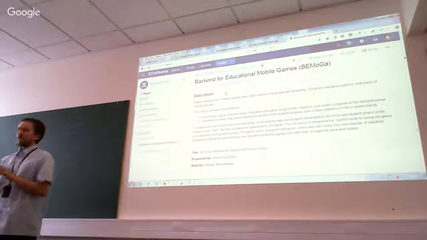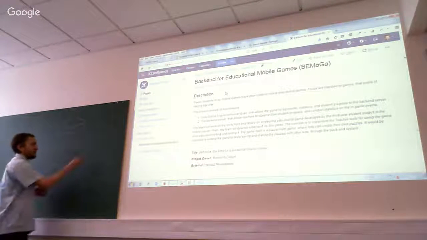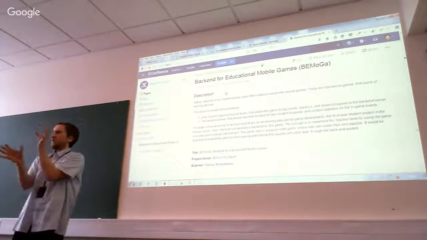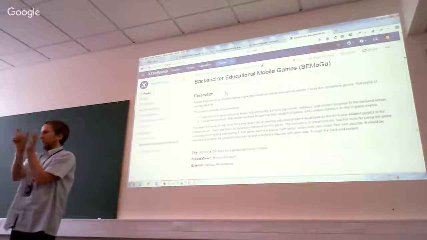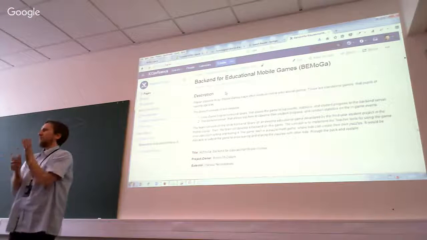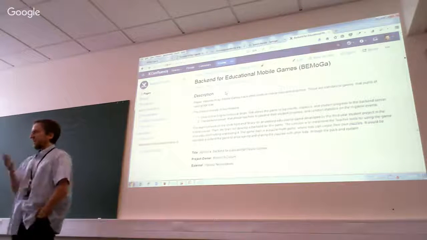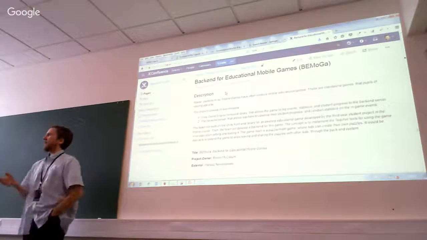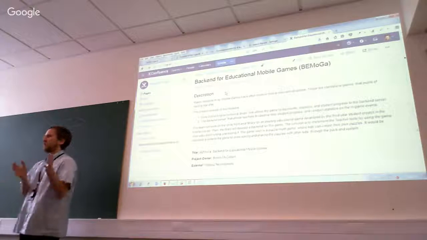So it's like a puzzle game where you have to arrange certain things in a certain order to solve a mathematical formula. And the game is already done, but it doesn't have any scoring. It doesn't have any way for teachers to see who is doing what, who achieved what.